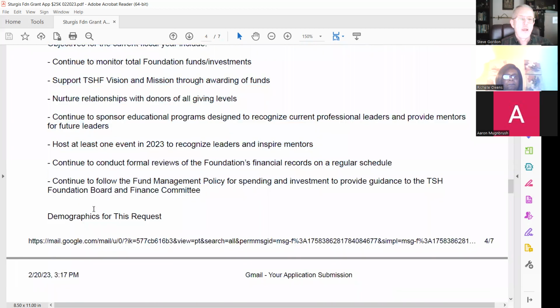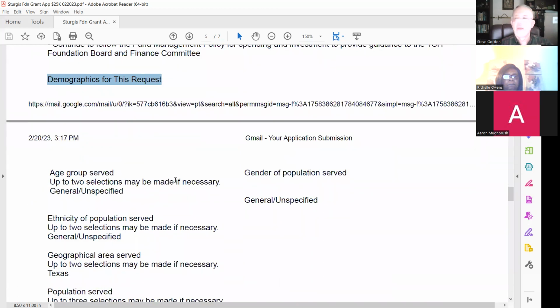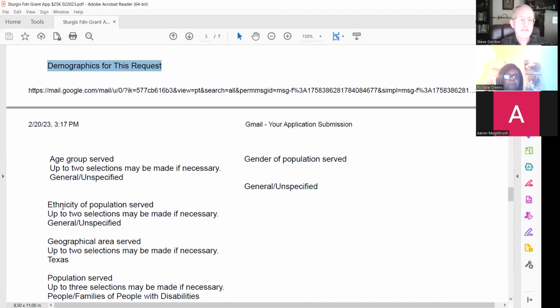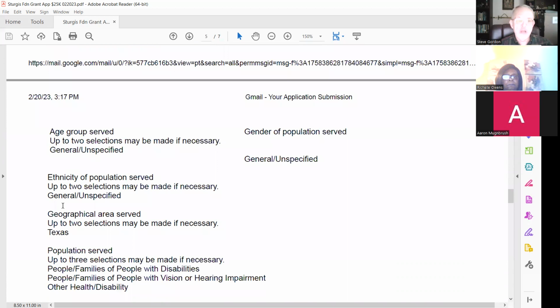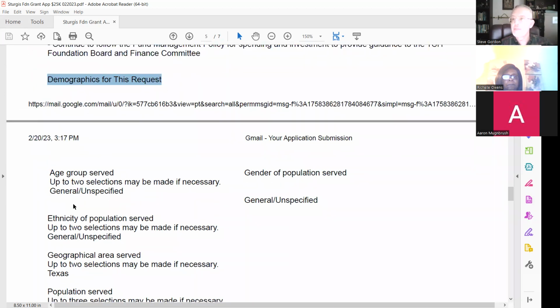And then demographics for this request. In other words, what kind of people are you serving? You can specify certain age groups, ethnicities, and geography. Population served. But sometimes if you're just helping everybody, you could just say not specified.